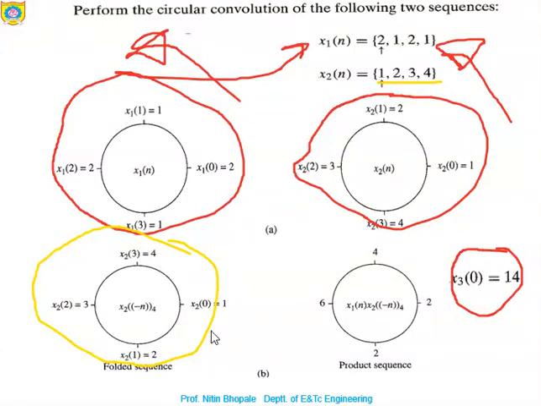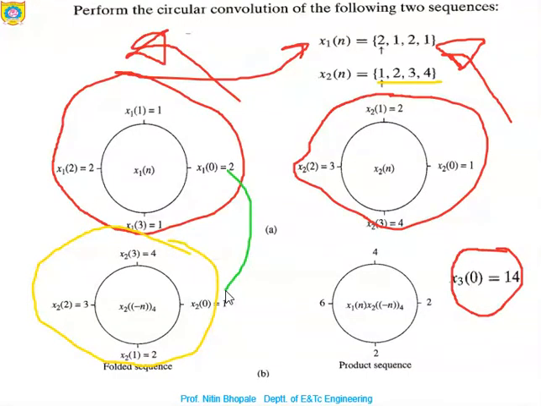Once we do this folding, the expression suggests a multiplication between x1 of n and x2 of m minus n. Right now m is nothing but 0 because x3 of 0 has to be calculated. Just refer to the equation shown for circular convolution between the two sequences x1 and x2. Next is simply the multiplication between the two sequences, x1 and the folded x2. We just need to multiply these values.